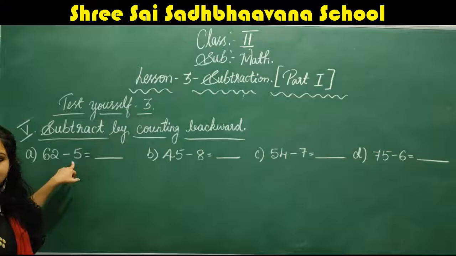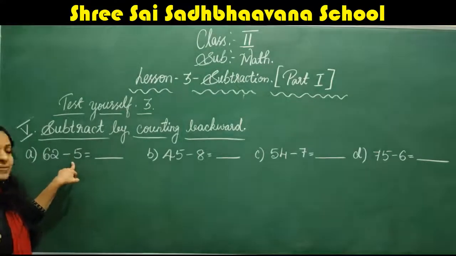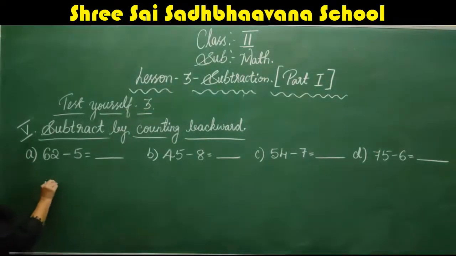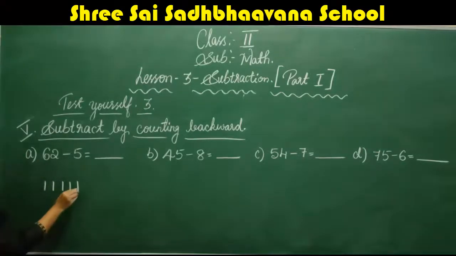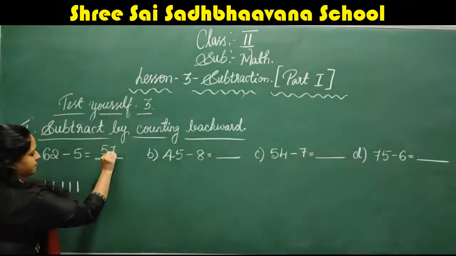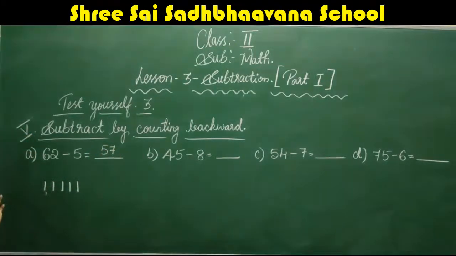So how much do we have to subtract? We have to subtract 5. So let me draw 5 lines now. 1, 2, 3, 4, 5. Okay. Now let us start counting the backward. So 62 is there. Which is the backward number of 62? 61. Let us count. 61, 60, 59, 58, 57. So what's the number you got here? 57. Got the answer now? How to write the answer?